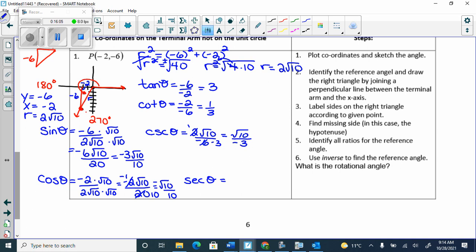Just R is 2 root 10. This is sine your resume, so this is resume your, right? It's just the flip of it. So if this one is cook extra rice, then secant is rice extra. So 2 root 10 over negative 2. So they'll just bring the negative up and write it as negative root 10.